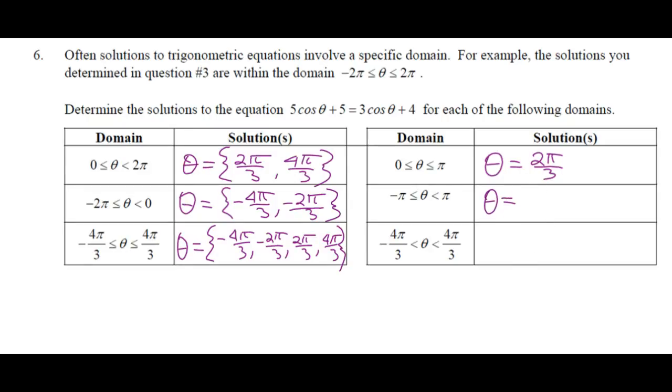Just positive 2 pi over 3? Negative 2 pi over 3. Yeah, negative 2 pi over 3 and positive 2 pi over 3. Yeah, or plus or minus, right? You could write this as plus or minus 2 pi over 3.